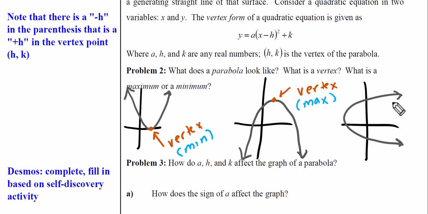Now, this parabola over here is actually not a function. If you recall the vertical line test, it hits it in two spots. And so if we draw a vertical line and the graph intersects it at more than one point, then this is not a function. So we're not going to even worry about these or focus on these in this class. We're going to focus on these two to the left.